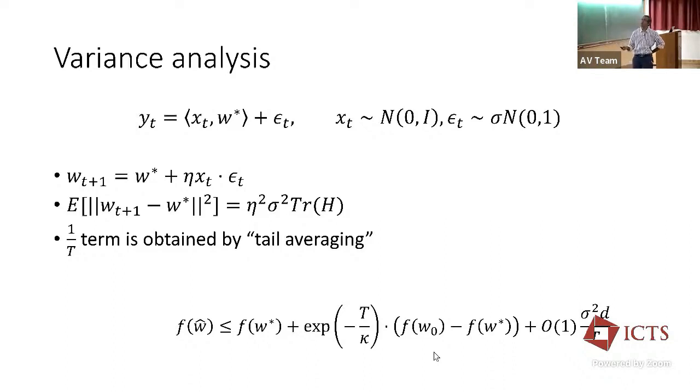I took one gradient descent step, so that adds this much noise, right? Like eta xt epsilon t. And then, when we look at WT plus 1 minus W star squared, in expectation, it looks something like this. It is basically eta square sigma square times the trace of the covariance or the Hessian matrix, right?